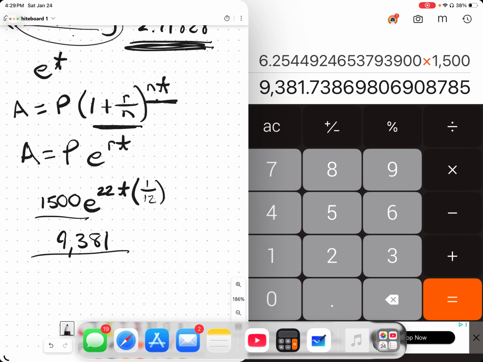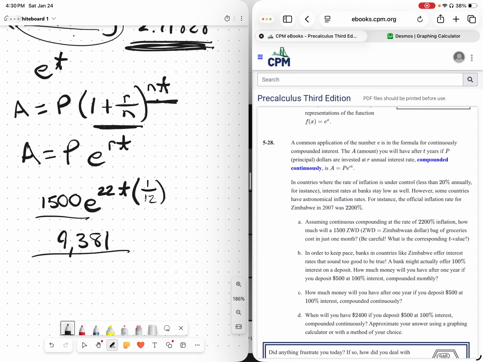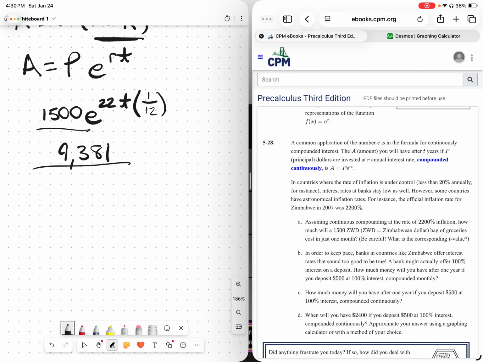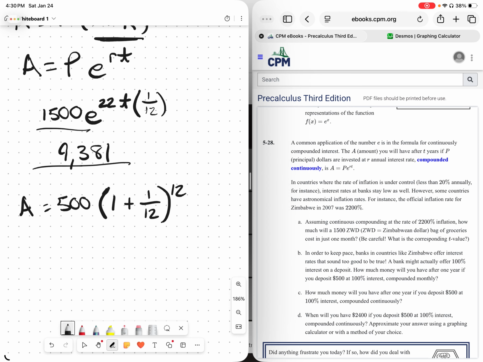So in order to keep pace, banks often offer high interest rates. A bank might offer 100% interest on a deposit. If they did that, and this one says they compounded it monthly, how much would you have? Say I deposited $500 at an interest rate of 100%, which is 1, compounded monthly. How much would you have in 1 year? So t is 1.